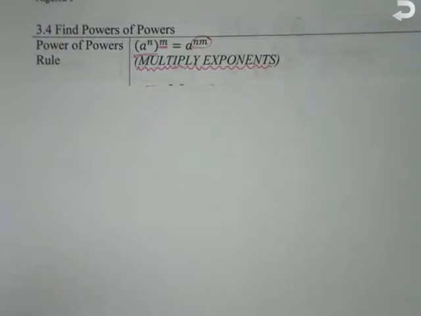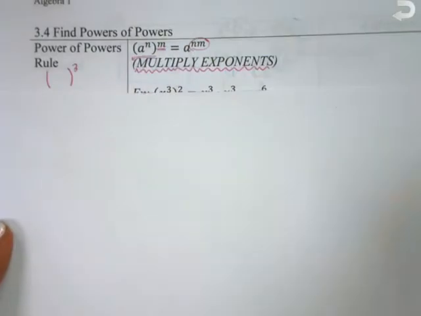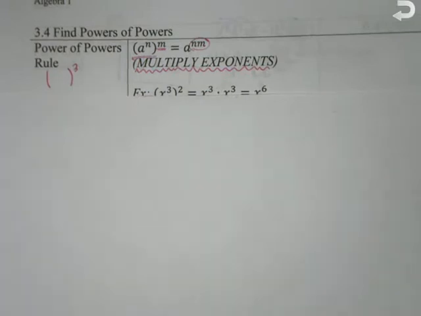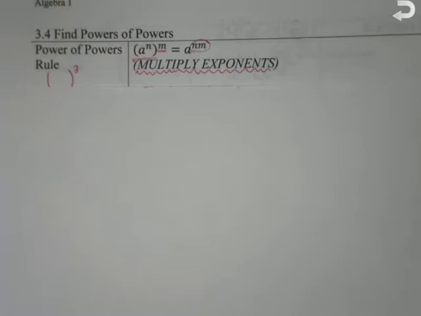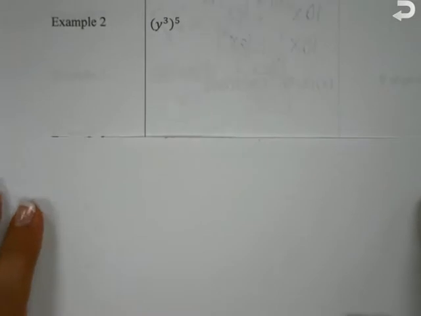Now, I want you guys to remember, this only works when you have parentheses raised to an exponent. It cannot be multiplying exponents. When we're multiplying powers, it's still adding the exponents. So the rule that we learned yesterday does not go away. This is just a new rule. Okay, so we have another rule, but I want you guys to try this one on your own first. So try example 2 on your own. Y to the 3rd, all of that to the 5th.